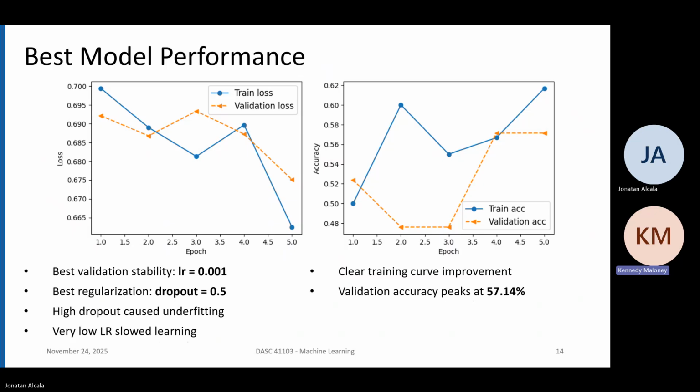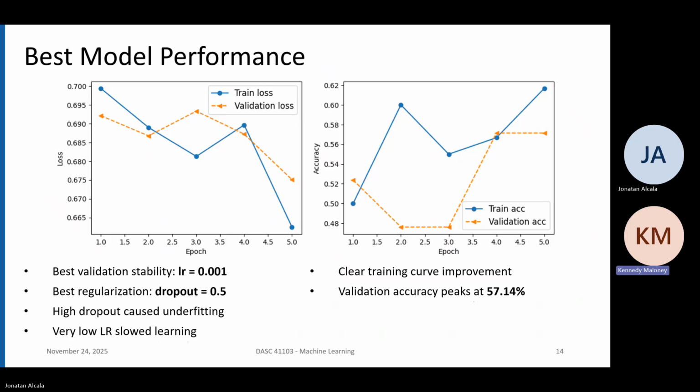So ultimately, the best model ended up having a good validation stability with a learning rate of 0.001, and the best regularization was a dropout of 0.5. The high dropout did cause underfitting, again, because we have so few layers, and while they all have many inputs, skipping over those nodes doesn't really help the model out in this situation. It kind of hurts it.